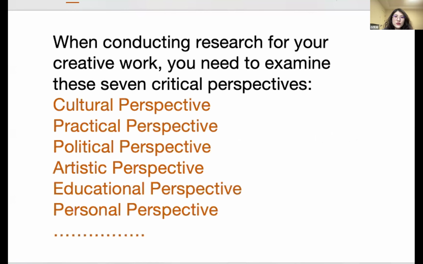So during your research for your creative works, you need to consider lots of perspectives. For example, cultural and practical: can you finish it in real life, or does it only stay in your mind? And also political, and to make it more beautiful, artistic, educational and personal perspectives, etc. So all of these perspectives you need to consider.